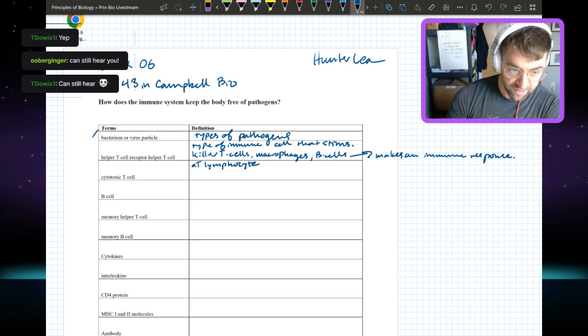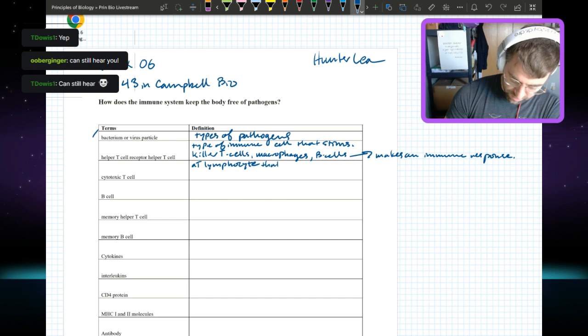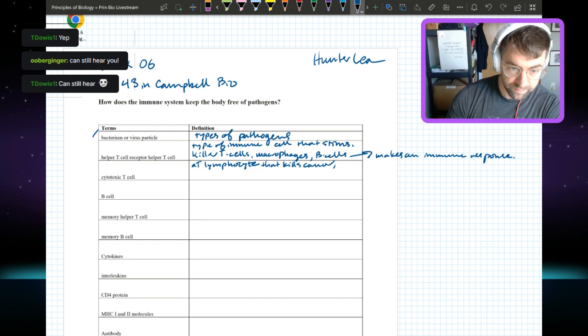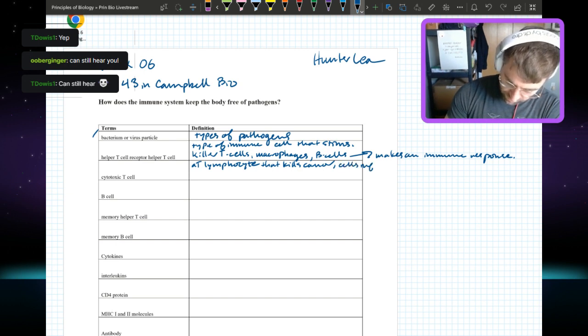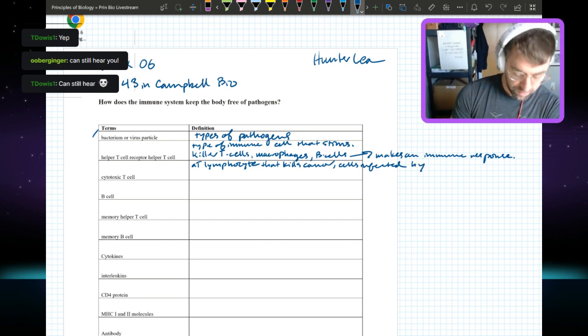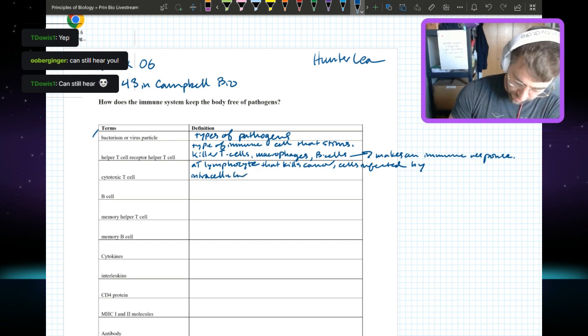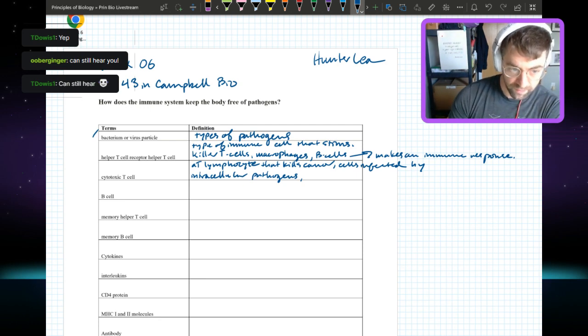T lymphocyte that kills cancer cells infected by intracellular pathogens or otherwise damaged cells.